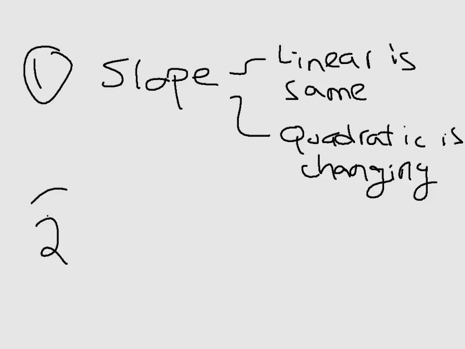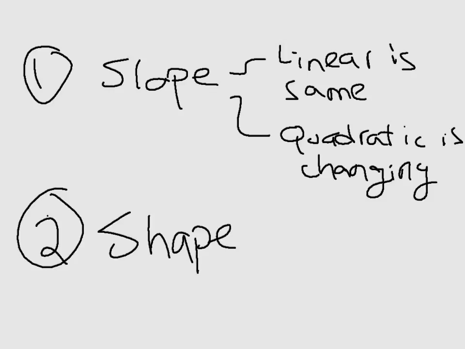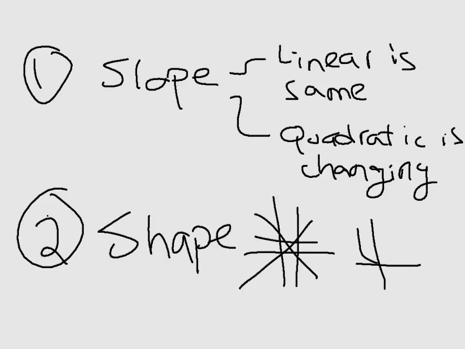The second point, it's different between the two, is the shape. So with a linear line, as we mentioned, it's a straight line, and it could be any way. It could be horizontal, vertical, or this way. And with a quadratic, it's a parabola. So that's the second difference.